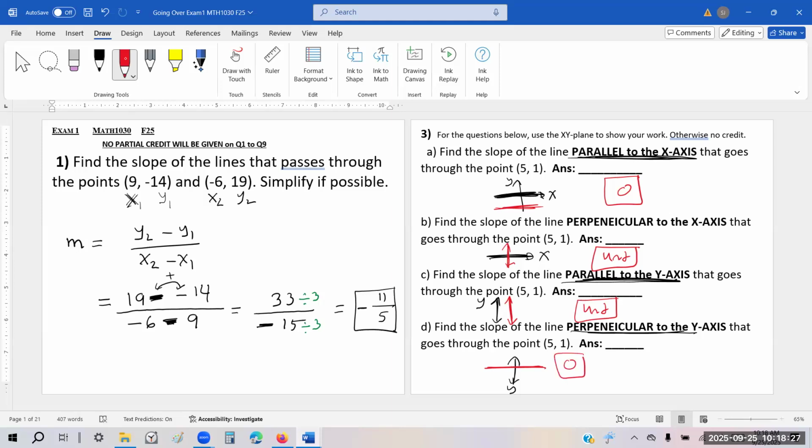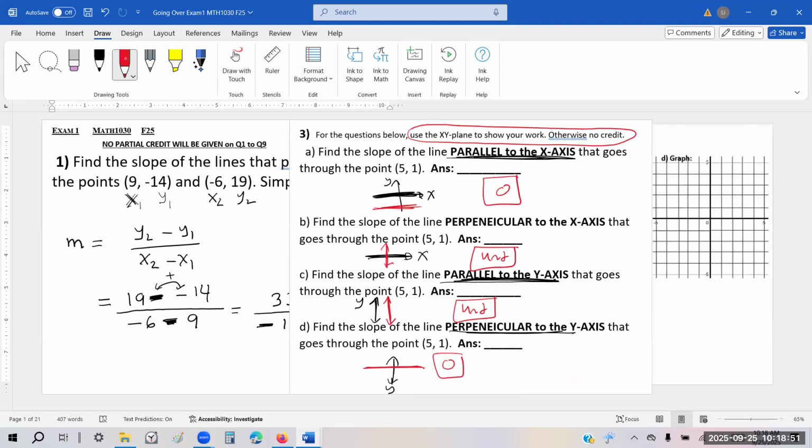So that's all you have to do. You didn't need to do any math or anything. Just draw. That's what I said. Draw your XY plane. Otherwise, I'm not going to give you any point. Because if you show me something, I will see that you got it from using your brain. But if you don't show your XY plane, how do I know whether you copied from your neighbor?